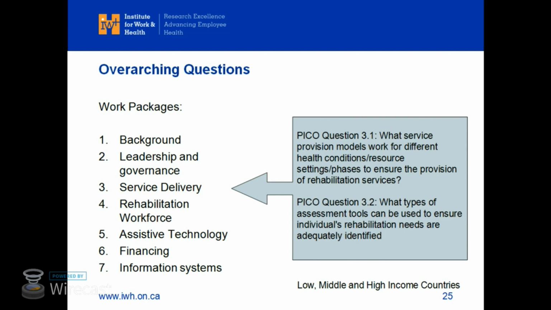We put in a bid for number 3, which was around service delivery, with a PICO question. PICO stands for Population, Intervention, Comparison, and Outcome, and it's a way to formulate a research question. So the PICO question that we were given is: what service provision models work for different health conditions, resource settings, and phases to ensure the provision of rehab services? That was what we affectionately called 3.1.